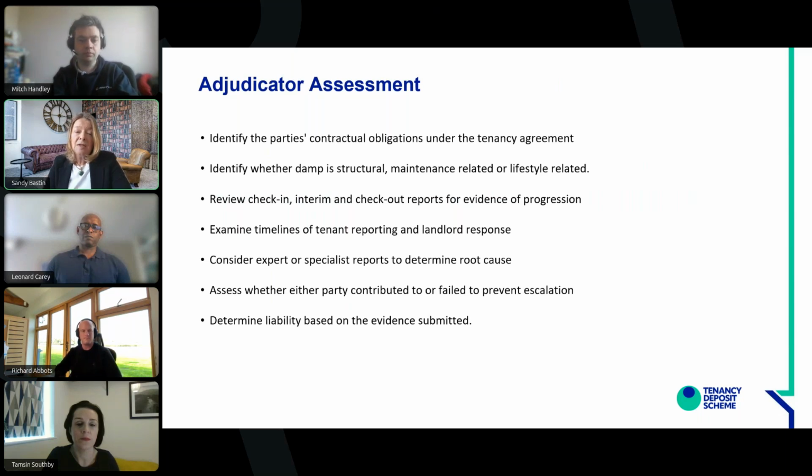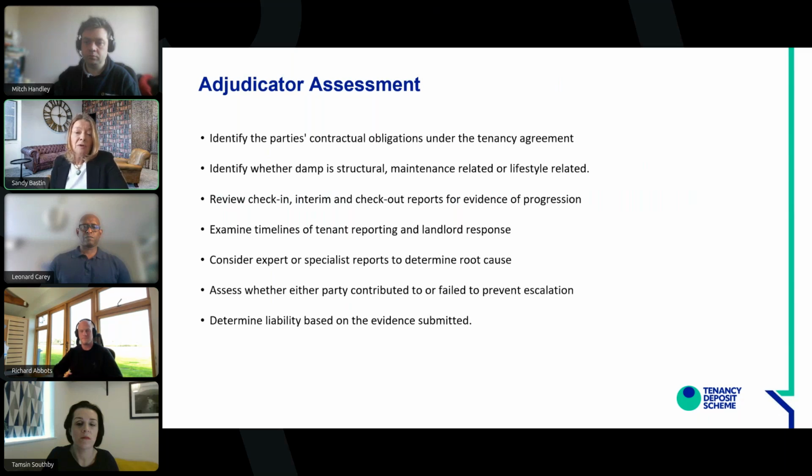The adjudicator is trying to identify whether damp is a structural issue, a maintenance-related issue, or lifestyle. And as Leonard said, it's not usually caused by one thing. So I think it's really key that you shouldn't jump to the conclusion that just because there's mould or damp in a property, it is going to automatically be the tenant's responsibility.